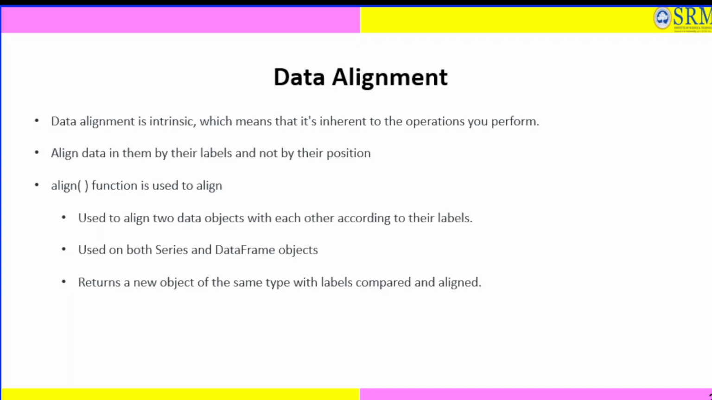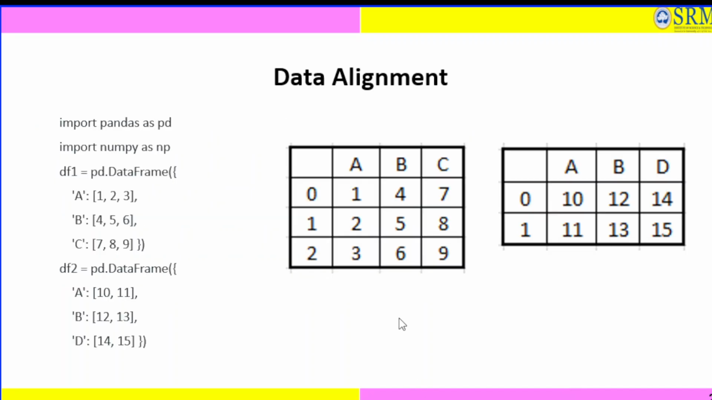So, you are going to align the data by their labels and not by their position, and we use the align function to align. This function is used to align two data objects with each other according to their labels, and it can be used on both series and data frame objects. It is going to return a new object of the same type with labels compared and aligned. We'll see with an example.